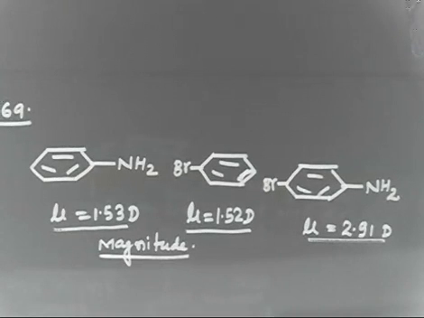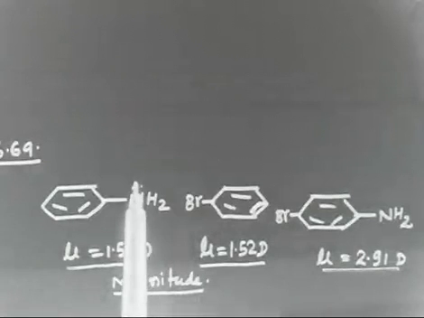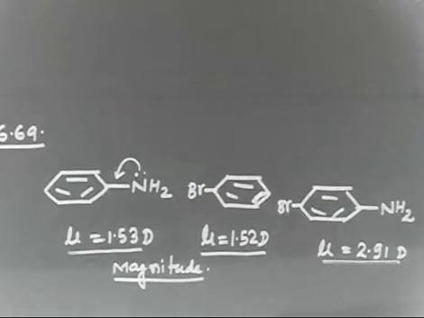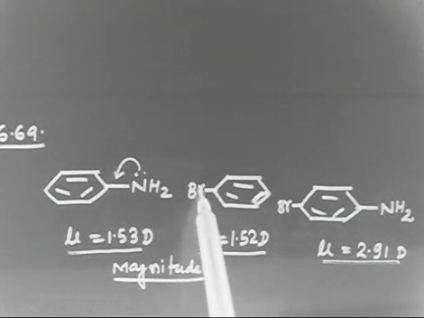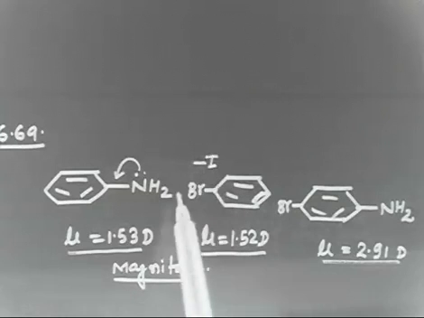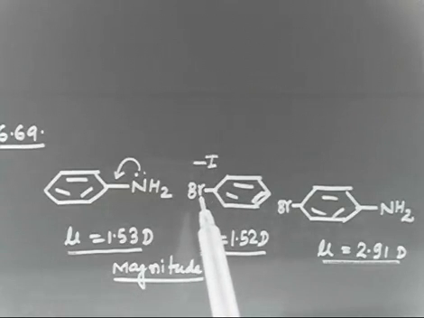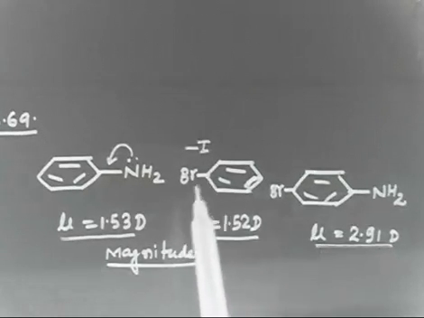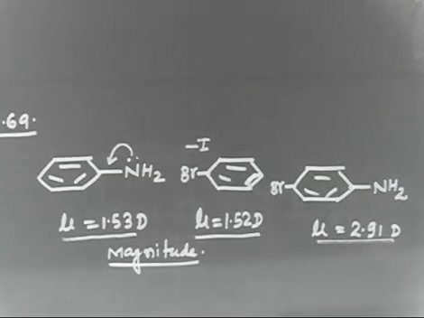Now the question says use your knowledge of directing effect. So you see what is the knowledge of directing effect. NH2 basically gives electron to the ring, and Br gives as well as takes both. So for reactivity we consider the minus I effect, for orientation we consider the plus R effect. So let us consider here the minus I effect. We will see soon. So if I assume Br has a minus I effect.